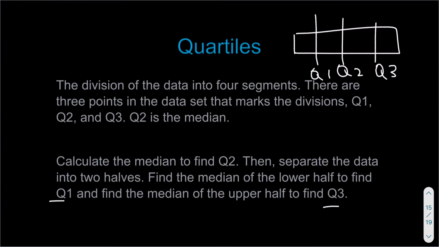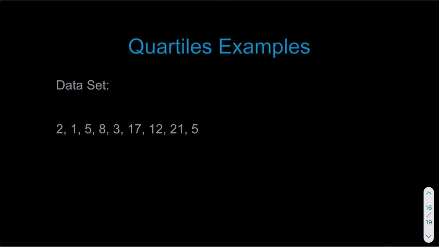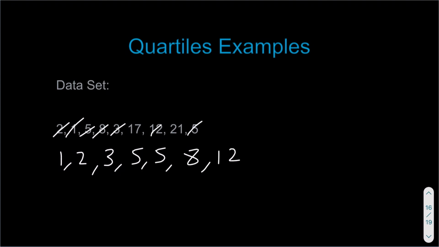Let's look at an example of how to actually do this. So let's first find the median of all of these values. In order to find the median, we have to arrange everything into numerical order. So let's do that. 1 is the smallest, 2 is next, then 3, then 5, then 5 again, then 8, then 12, then 17, then 21.